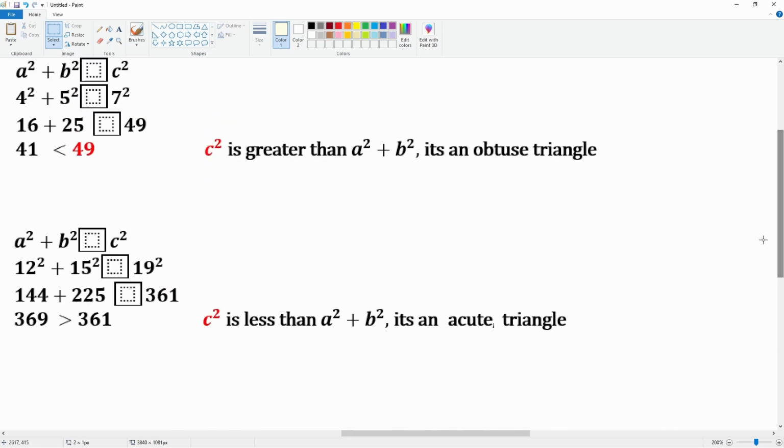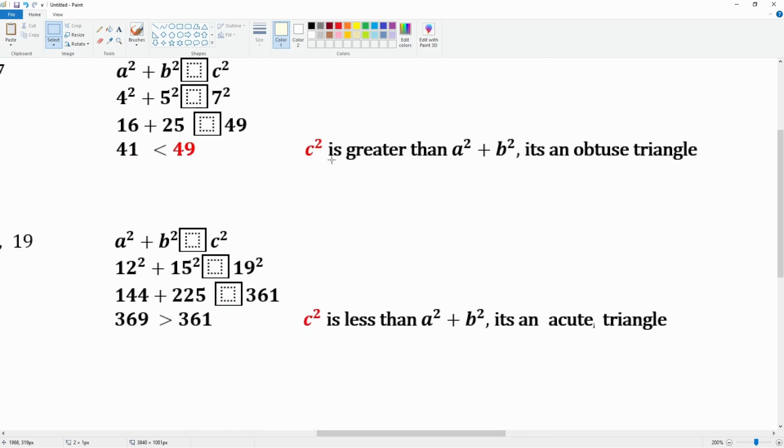So the idea is very simple. If c squared is greater than a squared plus b squared, it's obtuse. If c squared is less than a squared plus b squared, it's acute. When it is equal to, it then becomes a right.